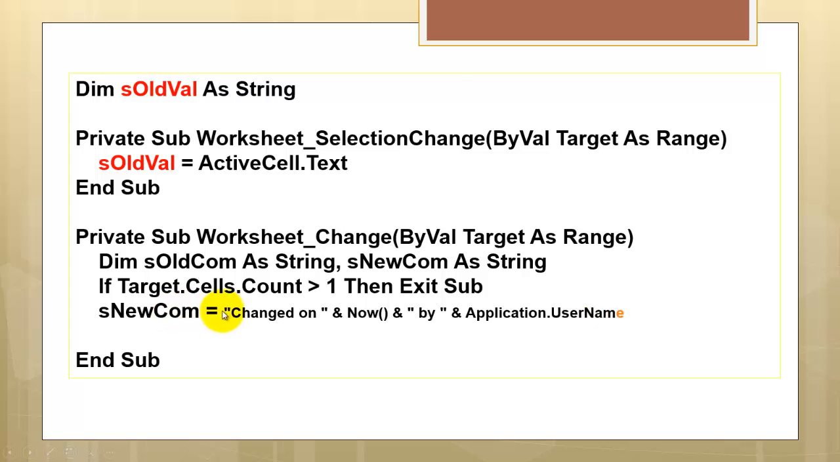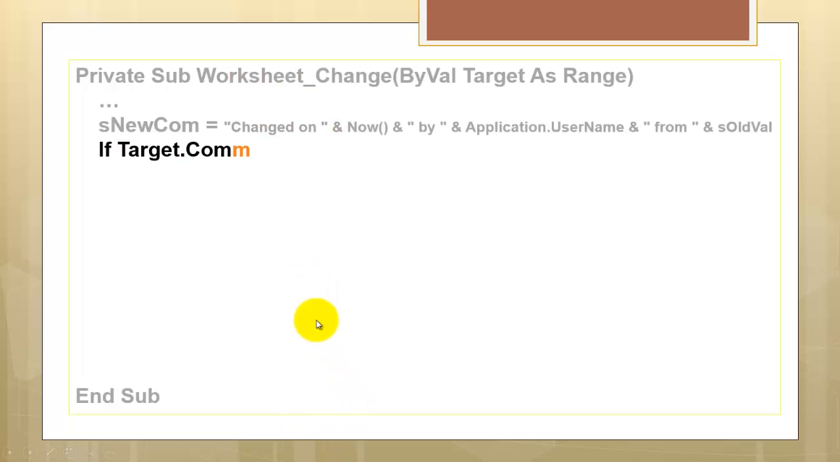Otherwise, the new comment is changed on today's date and time by the user of this application from the old value. Notice that that old value is accessible because it's global. It was set when we changed the selection, and we use it now to create a comment. We need to do more. This is what we had already.